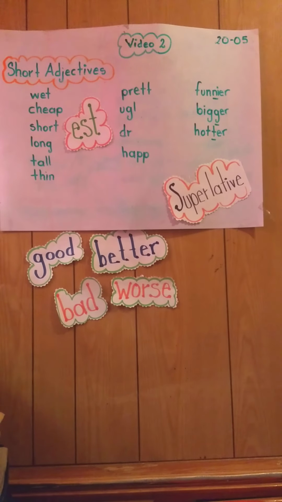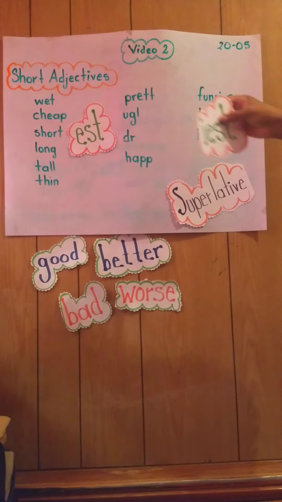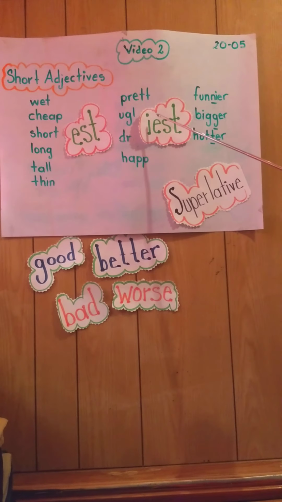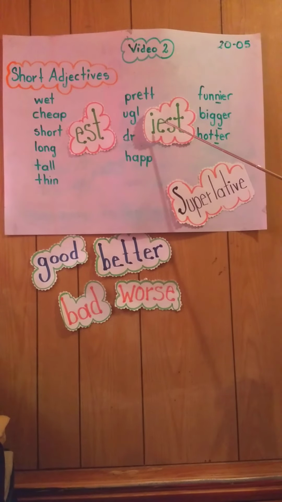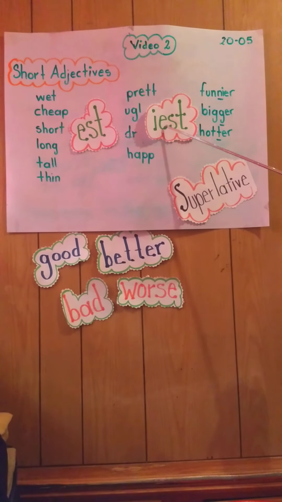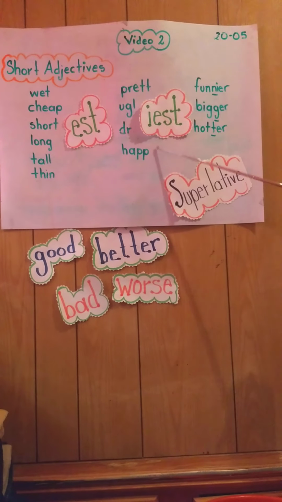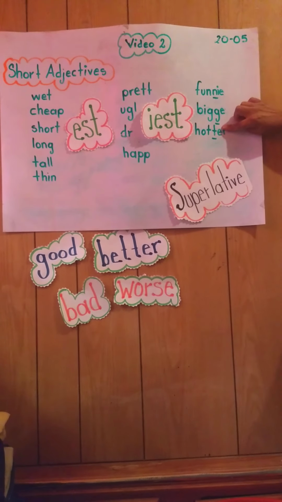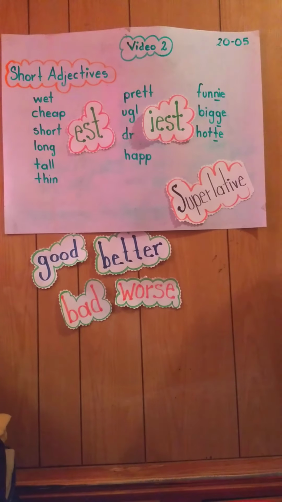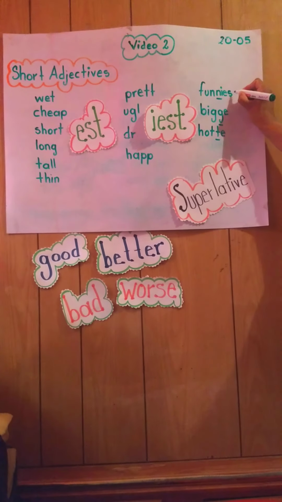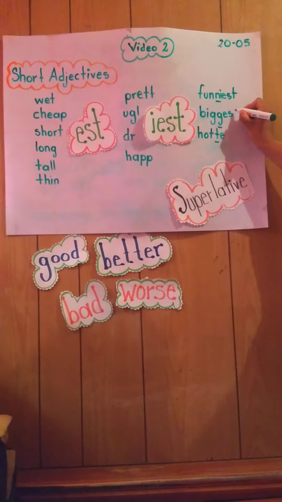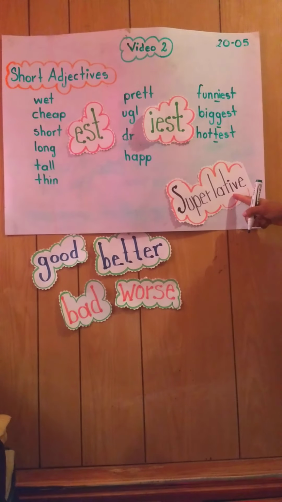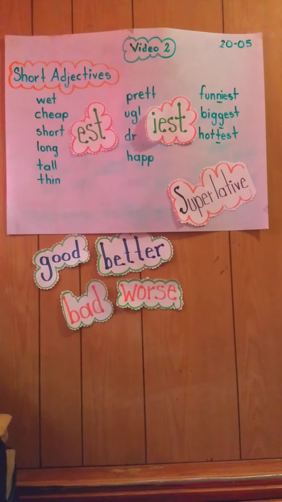But what happened with the other category? We are going to add the same letters, but change again the letter Y for the letter I. Prettiest, ugliest, driest, and happiest. But in this case, it's the same, okay? We are going to erase these letters and then we are going to add E-S-T. Funniest, biggest, and hottest. But this case is about superlative sentences.